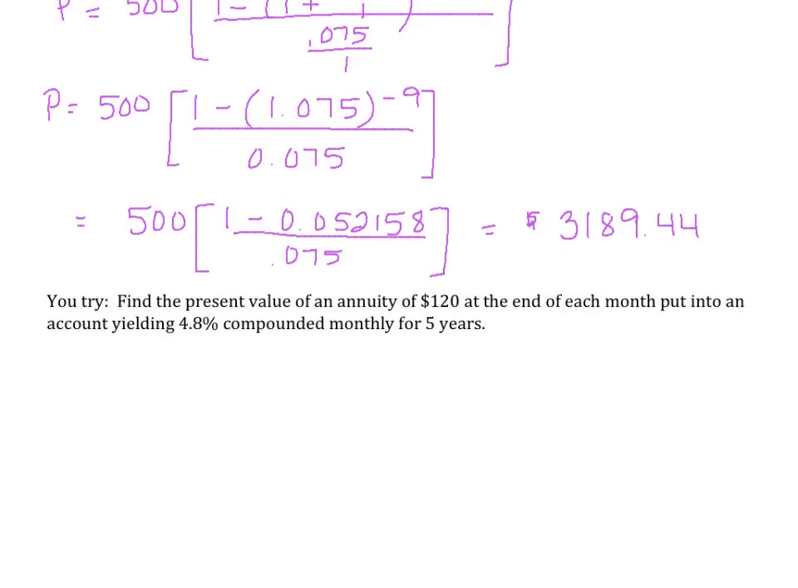What I'd like you to do is pause the video at this time, and try to find the present value of an annuity of $120 at the end of each month, put into an account yielding 4.8% compounded monthly for 5 years. So I want to know how much I would have to put into this account right now today instead of giving $120 at the end of each month. When you're done, go ahead and press play and we'll do this together.